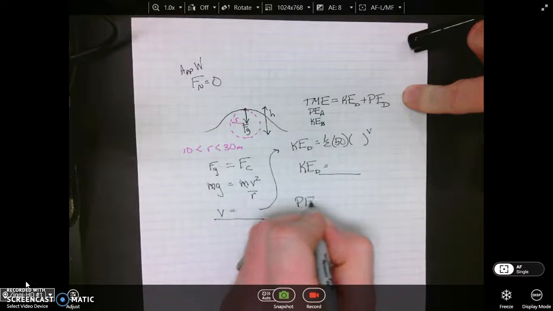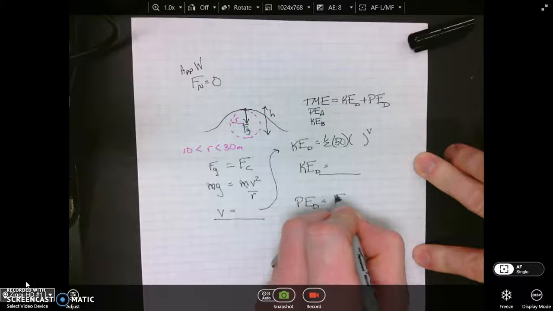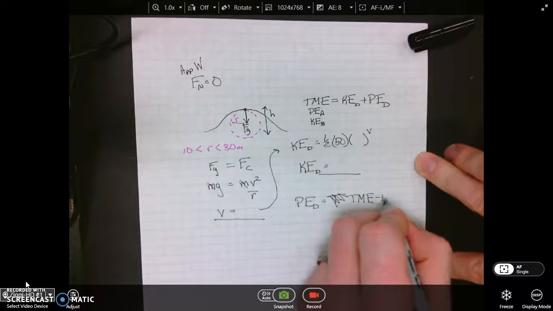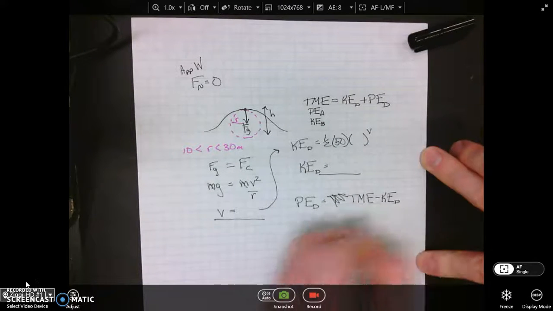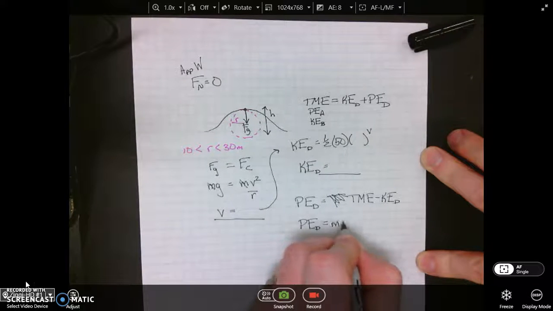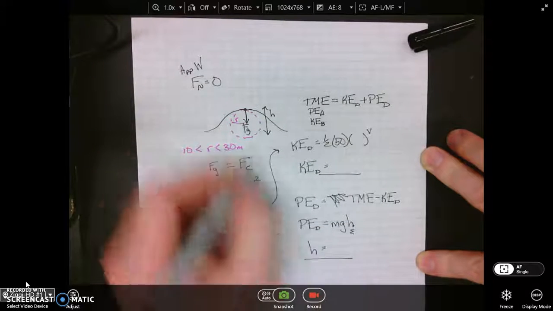And once you have the potential energy at D, which is equal to the total mechanical energy minus the kinetic energy at D, you can use that potential energy at D to equal mgh, solve for height. Now you know the height.